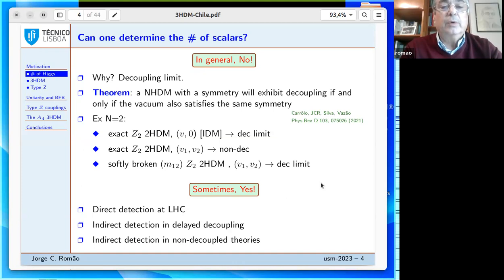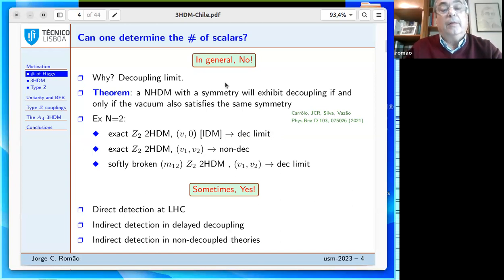Let me give you a quick example. For instance, if we take n equal 2, we have the exact Z2 HDM. If we have a VEV in the first entry, then it respects the symmetry. Then this model is known as the IDM, inert doublet model, and it has a decoupling limit. Now if you take the exact Z2 symmetry with 2 VEVs, as this does not respect the symmetry, we have no decoupling. But of course, you can fix this by softly breaking the theory, adding an M12 term, and then you have a decoupling limit.